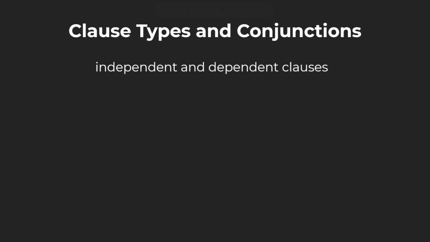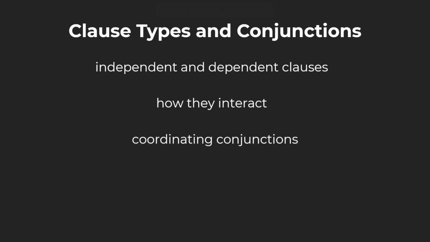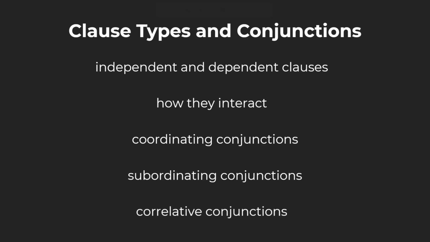And that wraps up our review on clause types and conjunctions. We've covered independent and dependent clauses and their subcategories, and explained how they interact within sentences by introducing the three types of conjunctions: coordinating, subordinating, and correlative. Make sure to watch the other videos in the series for a full grammar review and keep practicing.